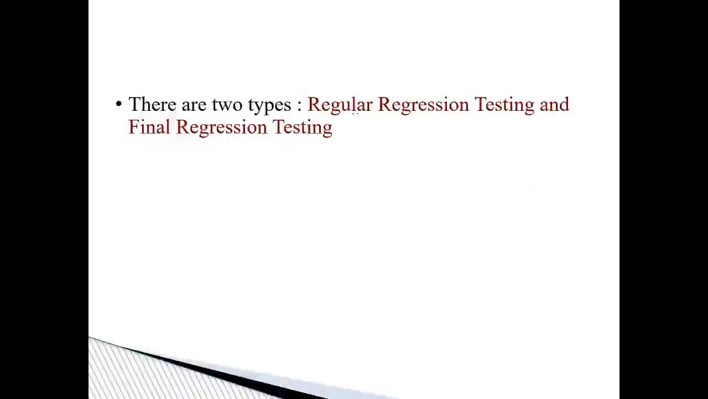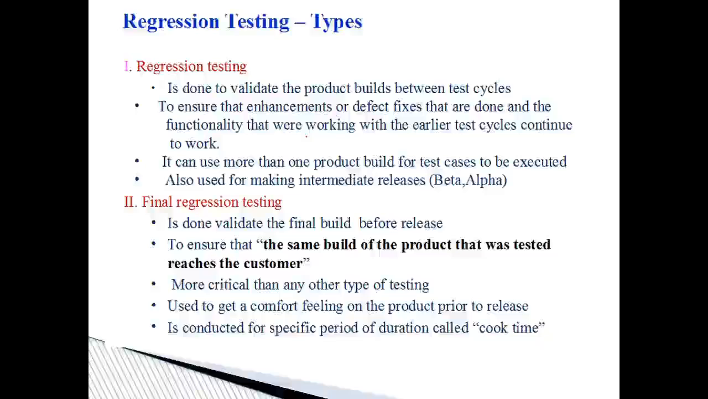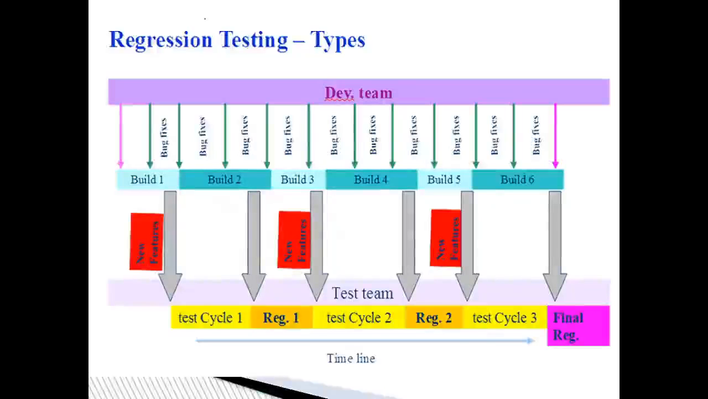Next we'll see types of regression testing: regular regression testing and final regression testing. Let us first understand regression testing with the help of a diagram. Now, what are these builds? These builds are nothing but the code which is already compiled, run, debugged and tested, and that is formed as builds.